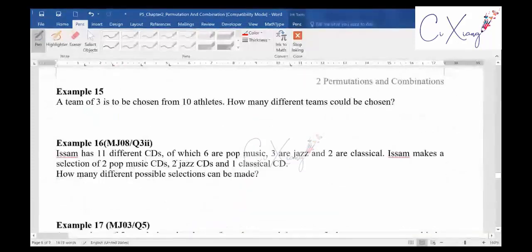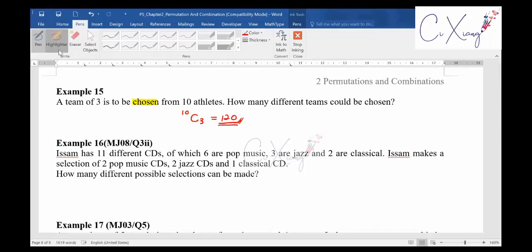You can have a look at example 15. A team of 3 is to be chosen. Highlight the keyword chosen. This word tells you that it is from the combination part. I want to choose 3 athletes from 10. How many different teams can be chosen? Very simple. 10 athletes, all the people are different. So 10C3, and you have 120. So that's it. Very, very easy.